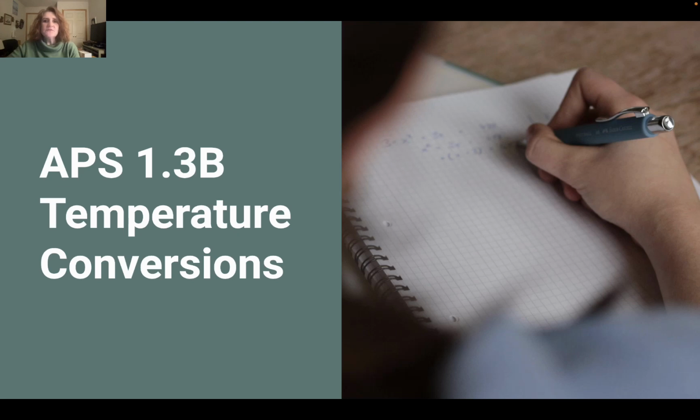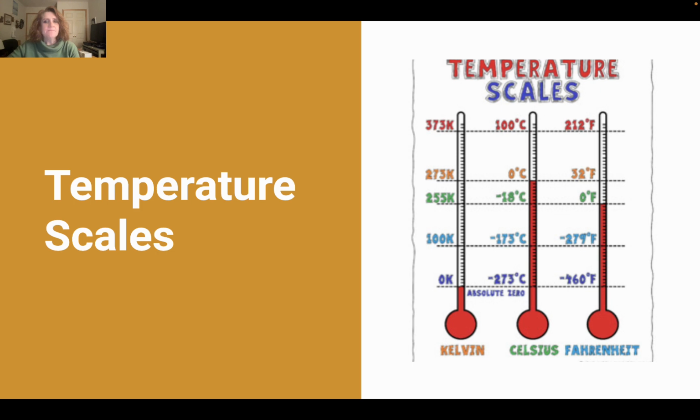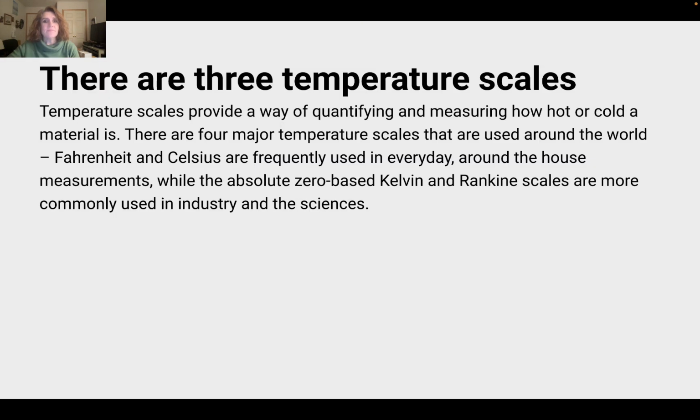This is Advanced Physical Science 1.3b. So we're going to look today at 3 different temperature scales and how to convert between them. There are 3 temperature scales. There's actually 4, but there are 3 that we're going to talk about. Temperature scales provide a way of quantifying or measuring how hot or cold something is.